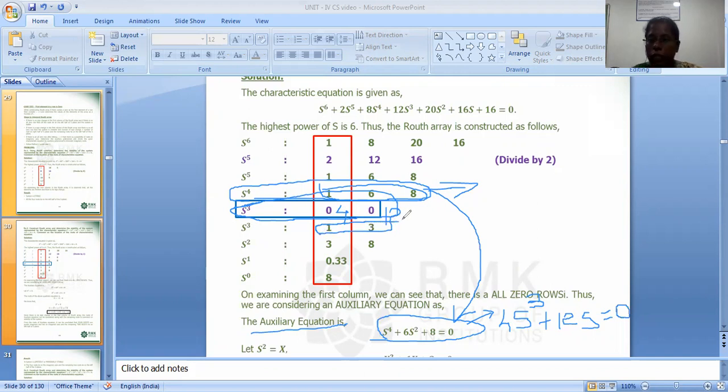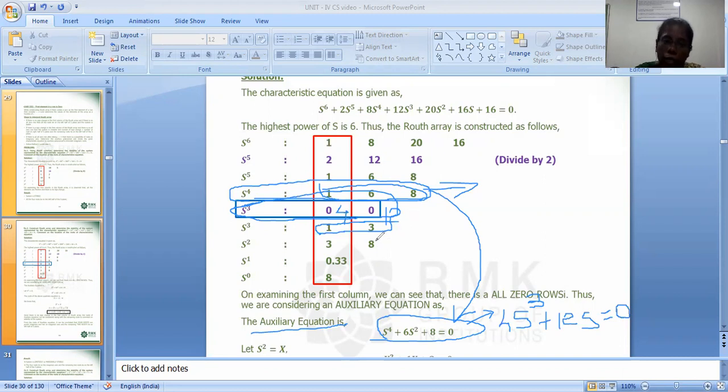Is that clear? Whenever an all-zero row comes, what we have to do is take the previous row and consider it as an auxiliary equation. Then we have to differentiate that auxiliary equation and substitute it in the S3 row, that is, the row which becomes all zero.